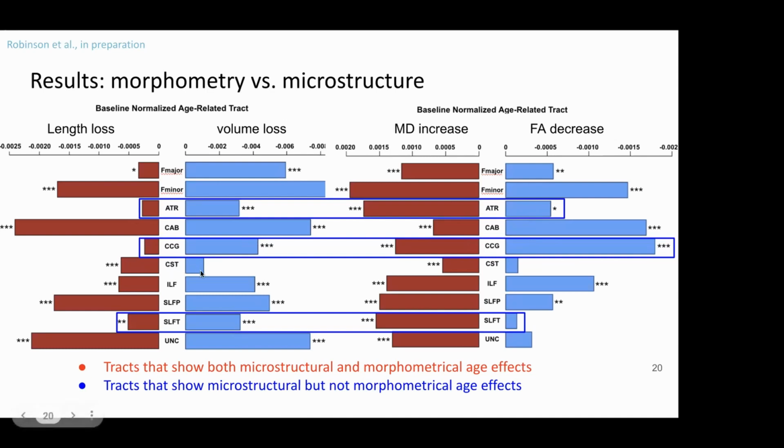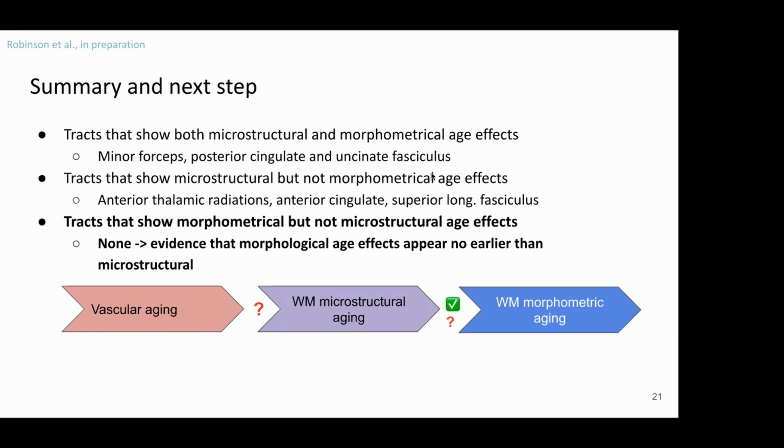That being said, we do see that no matter how the morphometry changes, even for the corticospinal tract, there is still significant microstructural degeneration. This, of course, is preliminary. We're writing this up and also preparing for additional analysis.